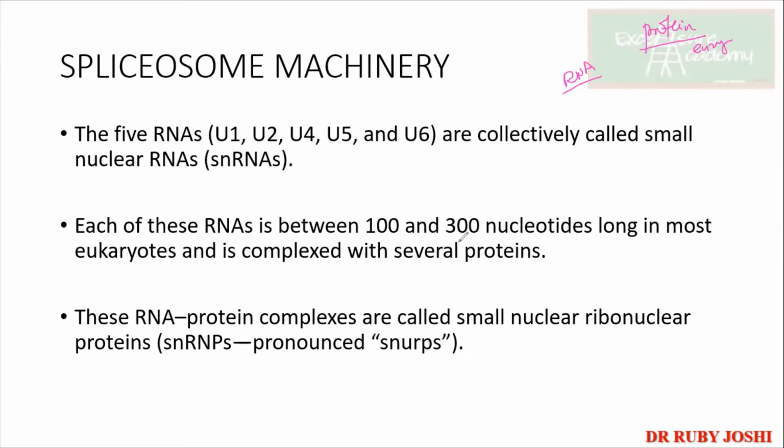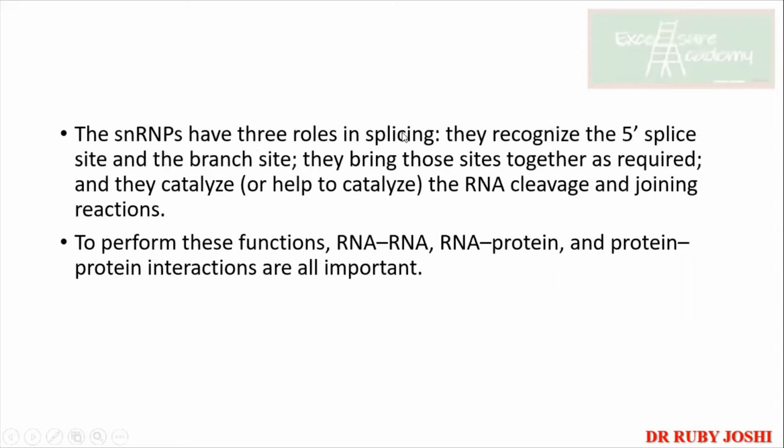Each of these RNAs present in the spliceosome is around 100 to 300 nucleotides and is complexed with several proteins. So it's protein plus RNA, hence it is known as small nuclear ribonucleoproteins, also known as snRNPs. They have 3 roles in splicing. First is to recognize the 5' splice site, the branch site, and the 3' site. And इसी बीच में they need to bring those sites together so that they can catalyze cleavage and joining reactions.